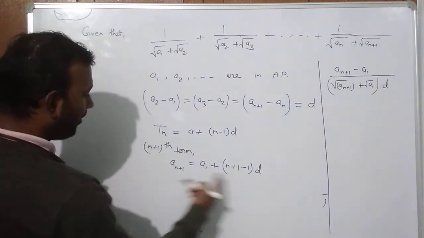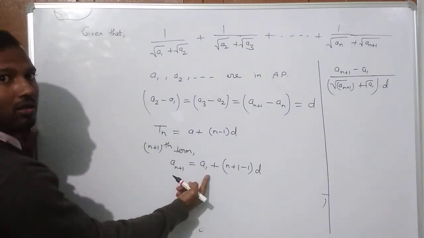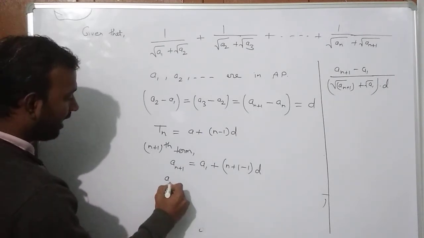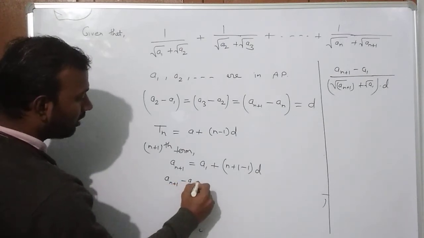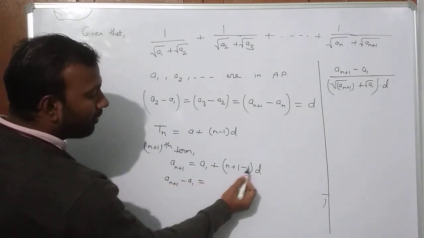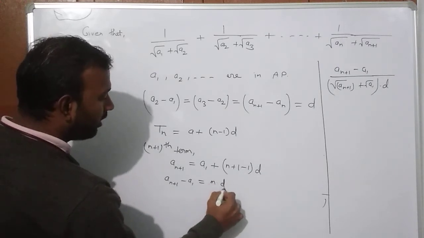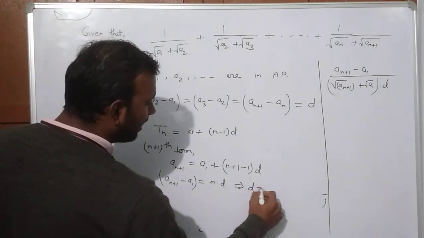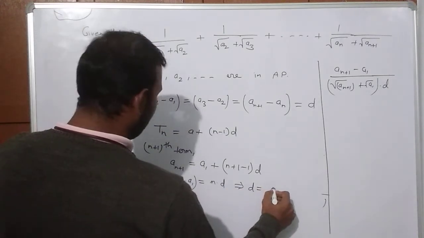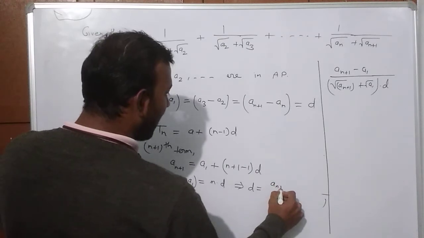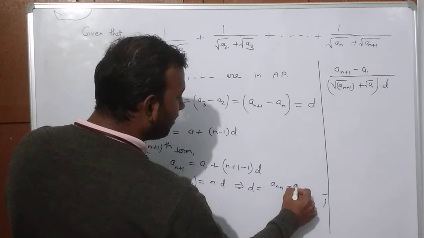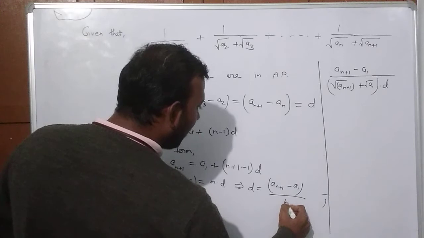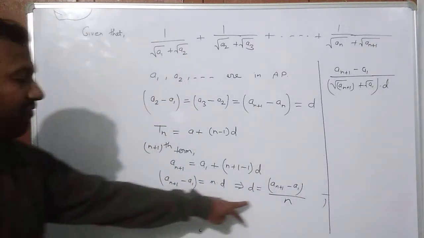Okay, so from here a n plus 1, if we take a1 to the left hand side, then we can write a n plus 1 minus a1 equals, here n plus 1 minus 1 is n, so n into d. Okay, so we can say that the value of d is a n plus 1 minus a1 upon n. This is the value of d.